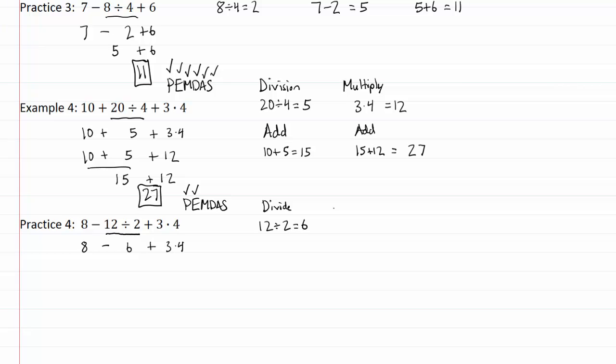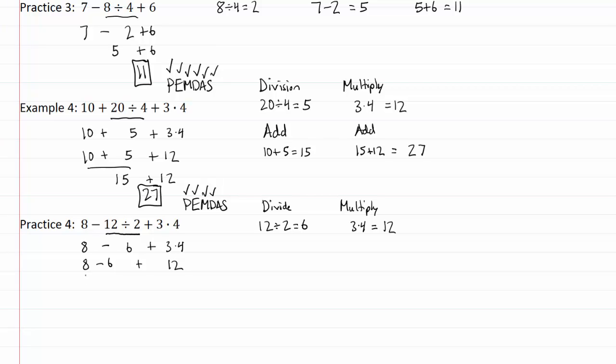So now as I'm going through, I've still got multiplication and division as I go from left to right. So I've got 8 minus 6 plus 3 times 4. So now I need to multiply 3 times 4. 3 times 4 is 12. And so this becomes now 8 minus 6 plus 12. So now I've got all the multiplication and division out of there. So now I need to add and subtract as I go from left to right.